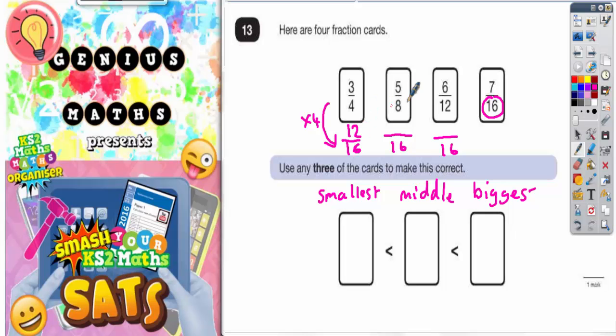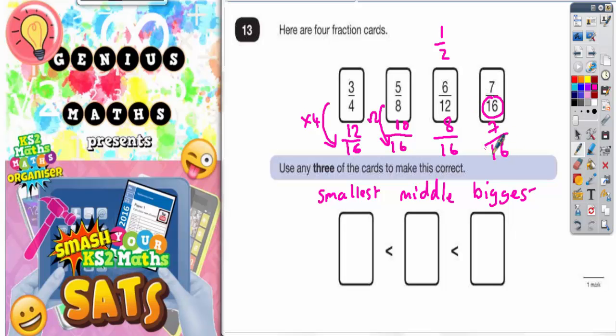To get from 8 to 16, this time you've got to times by 2. So 8 times 2 is 16, so 5 times 2 is 10. So 5 eighths is worth 10 sixteenths. Now 6 twelfths is not so easy, because you can't easily go from 12 to 16. But what you would spot is that 6 twelfths is the same as a half. So if we turn it into 16, it's got to be the same as a half. So half of 16 is 8. So 6 twelfths is a half, so 8 sixteenths is a half. So that's your equivalent fraction there, and obviously this one is 7 sixteenths.